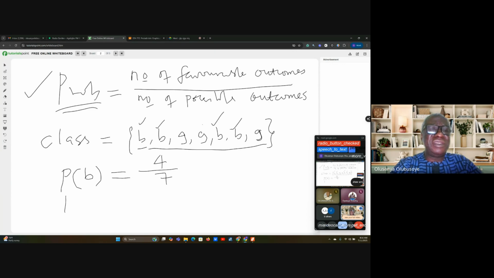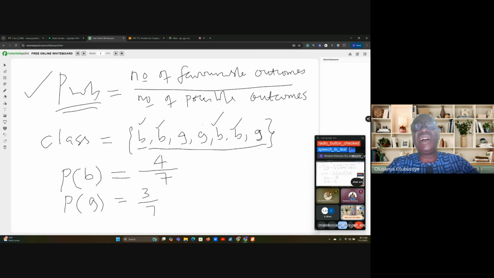And of course, the probability of selecting a girl is 3/7. So this is the simple way that probability is measured. It's simply the number of favorable outcomes over the number of possible outcomes.